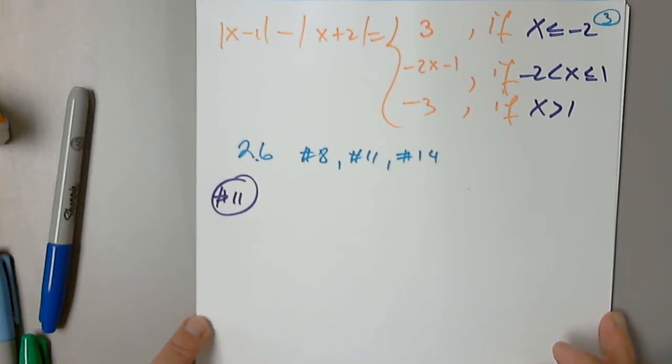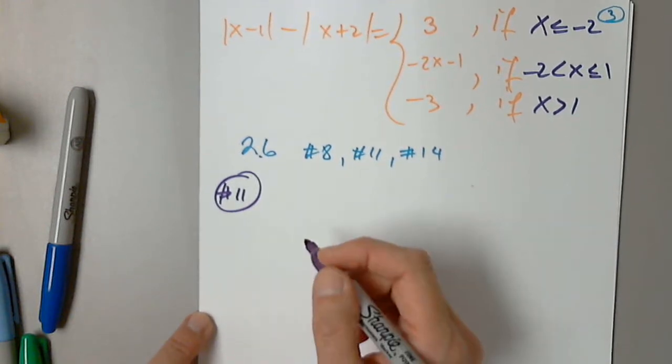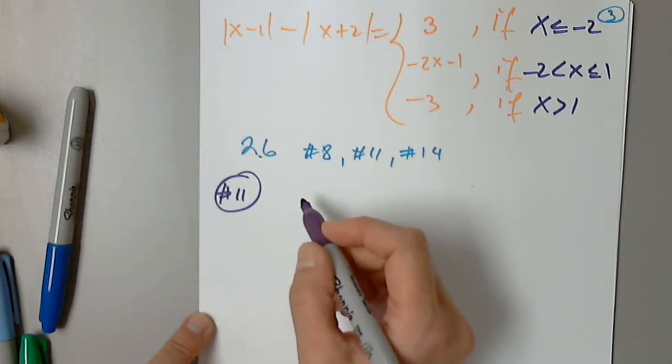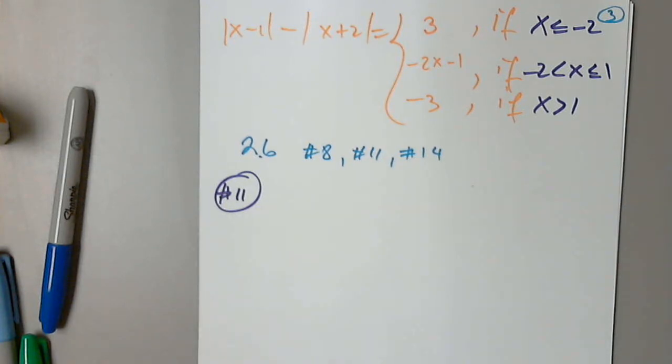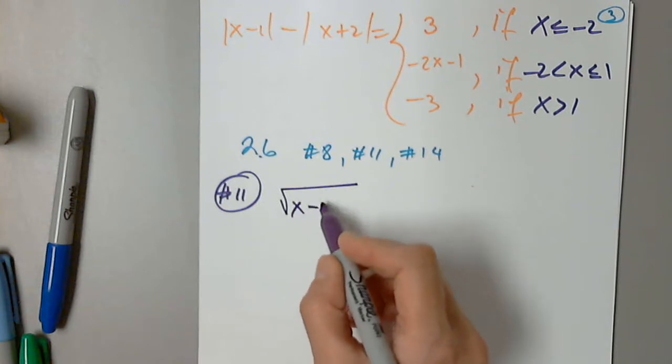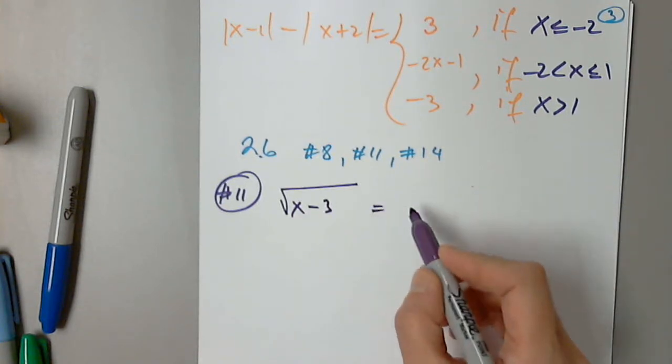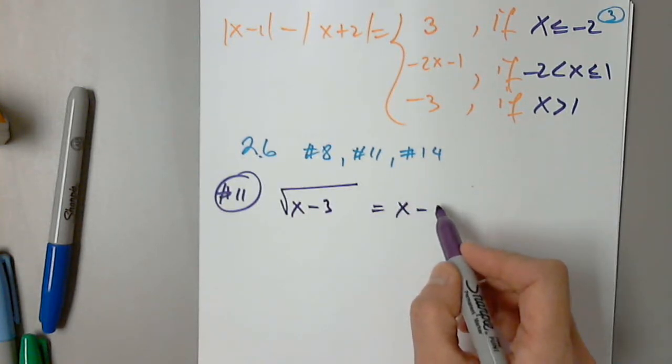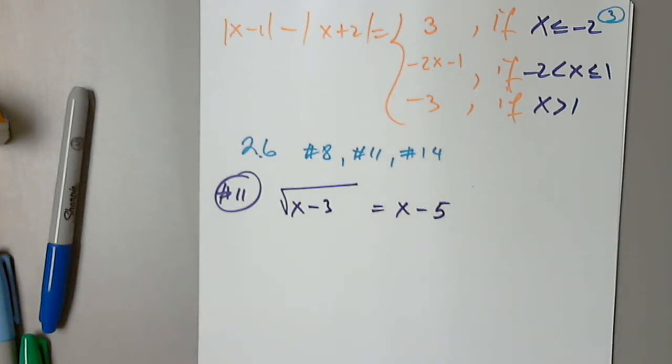Anyone has number 11 for me? Oh, sorry. Would you like that? Yes, please. I believe it was the square root of x minus 3 equals x minus 5. Perfect. Every time we are asked to solve an equation, we have to identify the equation.